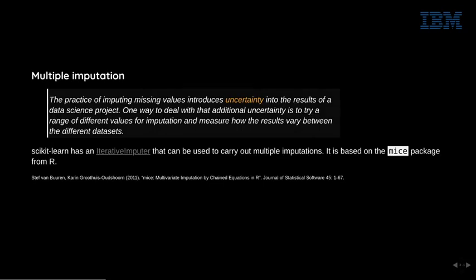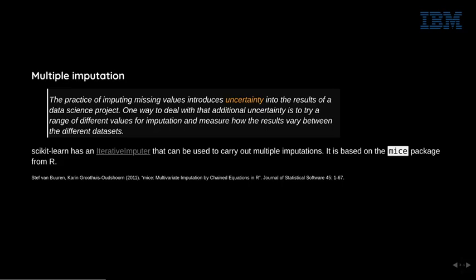One way to deal with that additional uncertainty is to try a range of different values for imputation and measure how the results vary between the different data sets. Scikit-learn has an iterative imputer tool for modeling missing values. It can be called repeatedly to generate a number of different data sets with varying imputed values. Then, later in your data science workflow, after settling on a particular modeling pipeline, you would use these different data sets as inputs and evaluate how the outputs from your pipeline differ depending on the missing value imputations used.